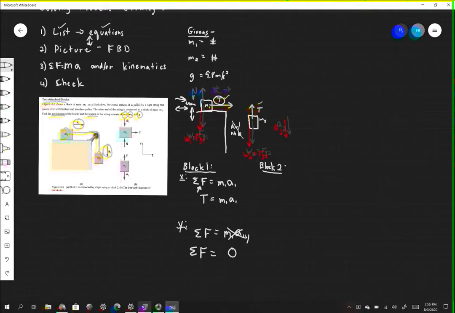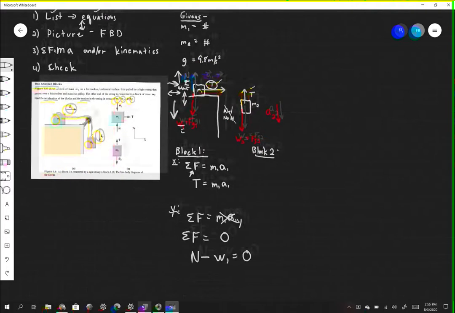But I do have forces, right? I've got the normal force that's going up. So I have the normal force pulling me up, and I have gravity, the force of gravity, that weight, pulling me down. So I have the normal minus the weight of block 1 has got to be equal to 0. So I now know that the normal is equal to weight 1, or the normal is equal to mass 1 times gravity. And now I'm starting to get variables that are in terms of constants. So the normal force is in terms of mass 1 and g. So if I was asked to find the normal, those are givens, mass 1 and g. I would be done with the problem.